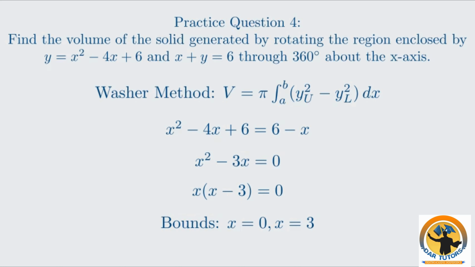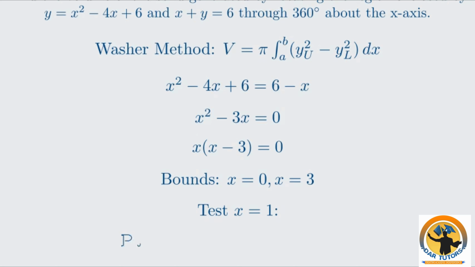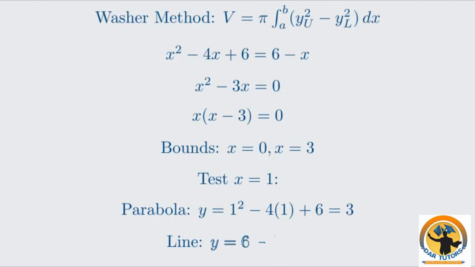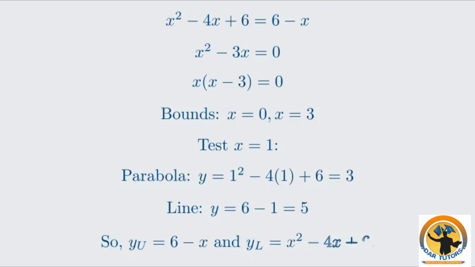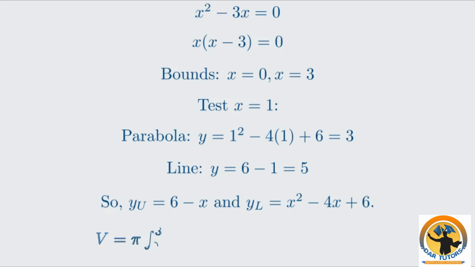Next, we need to identify the upper and lower functions. Let's test a point between 0 and 3, say x equals 1. At x equals 1, the parabola is at y equals 3, and the line is at y equals 5. Since 5 is greater than 3, the line is the upper function, and the parabola is the lower function. Now we set up the integral. V equals pi times the integral from 0 to 3 of (6 minus x) squared minus (x squared minus 4x plus 6) squared.